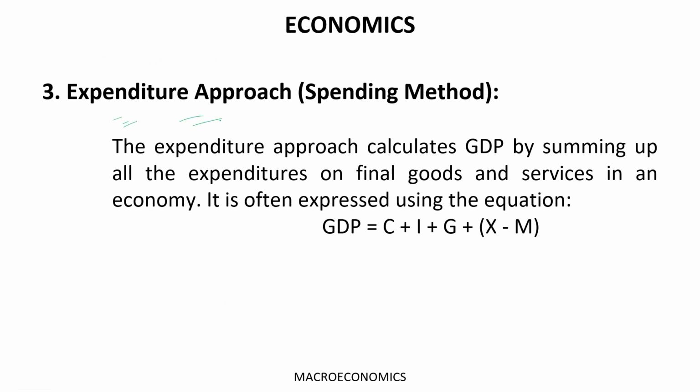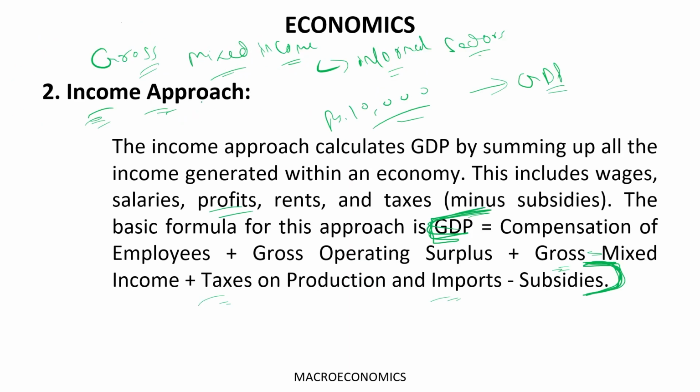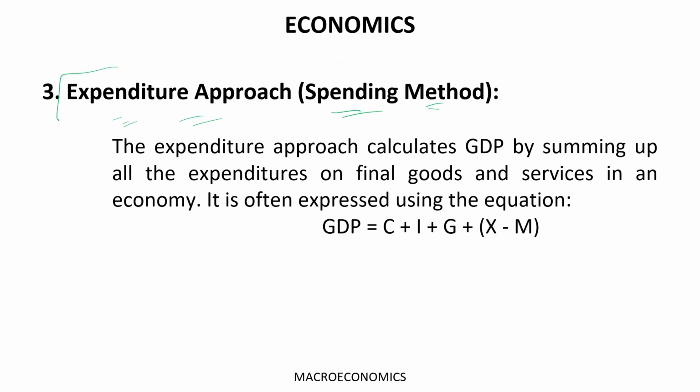Now we have the expenditure approach, which is also known as the spending method. In the previous method, we discussed the value added during the phases of production from field to the customer. In this, we found that all the income earned by the various factors is considered to be GDP. But in the expenditure approach, we basically consider the expenditure, or you can say the spending, of people.